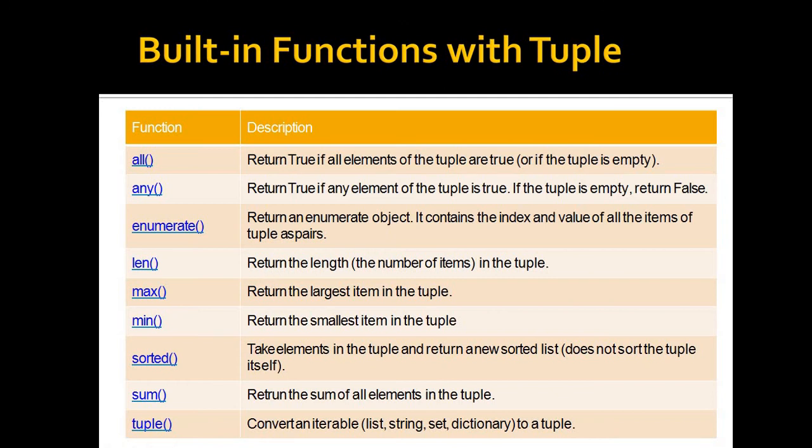Next, these are some built-in functions with tuple. All, any, enumerate. Enumerate returns an object that contains the index and value of all the items of the tuple as pairs. Length will return the number of items in the tuple. Maximum returns the largest item in the tuple. Minimum will give the smallest item in the tuple. Sorted will generate a sorted list for you. Sum will sum all the elements in the tuple. And tuple converts an iterable like list, string, set, dictionary to a tuple. When you want to convert an object to a tuple, you can use the tuple function.